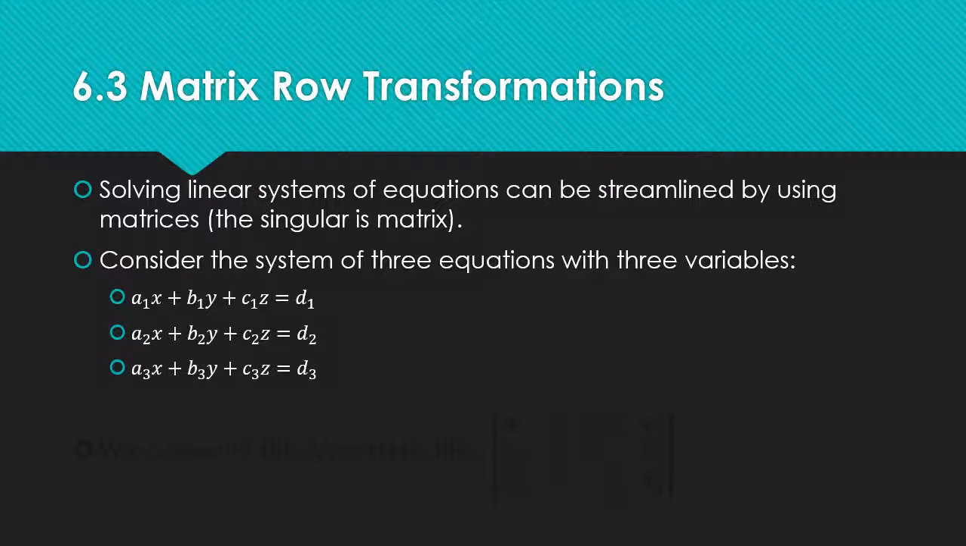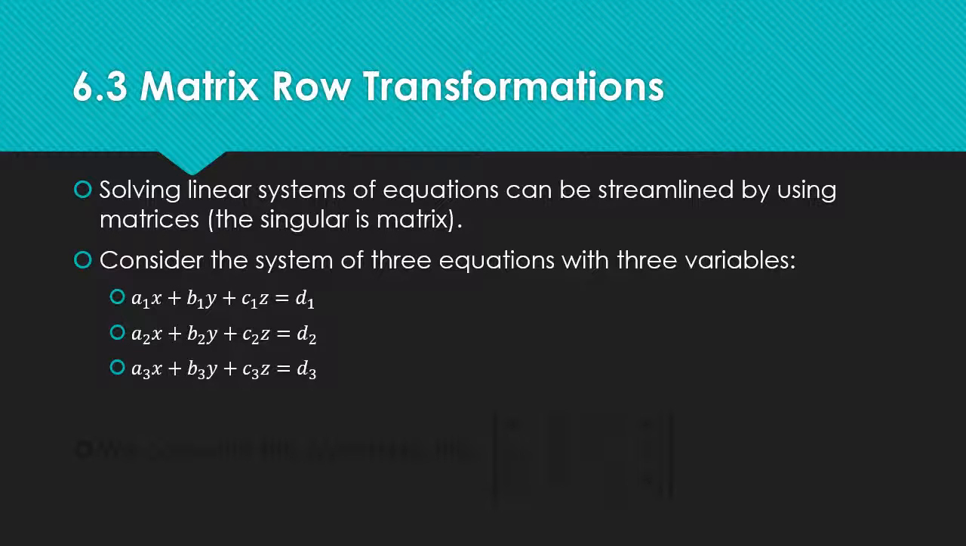So consider the system of 3 equations with 3 variables here. We have a sub 1 x plus b sub 1 y plus c sub 1 z equals d sub 1. a, b, c, and d are constants. They're real numbers. x, y, and z are our variables.